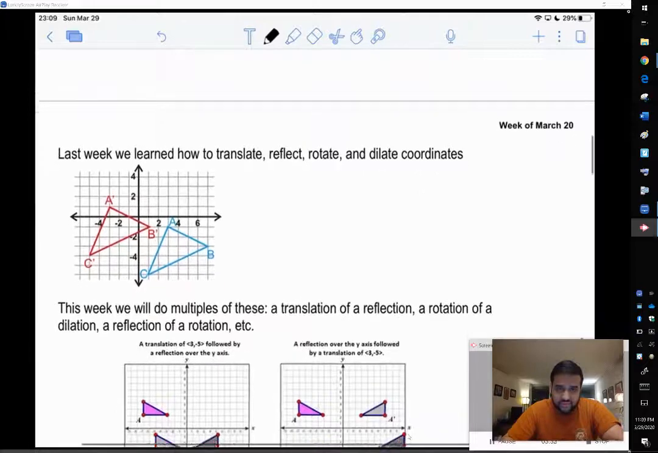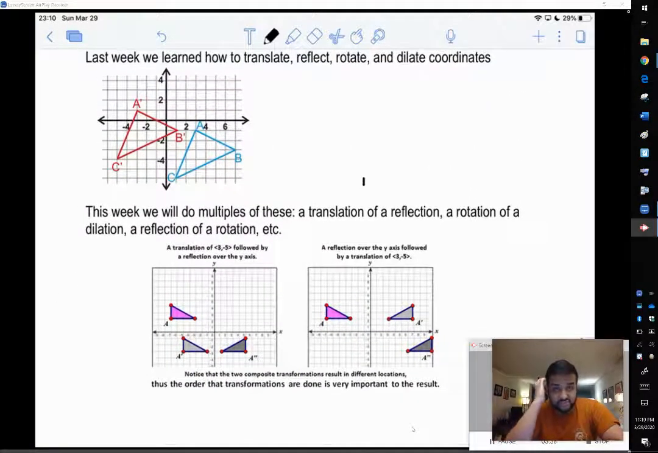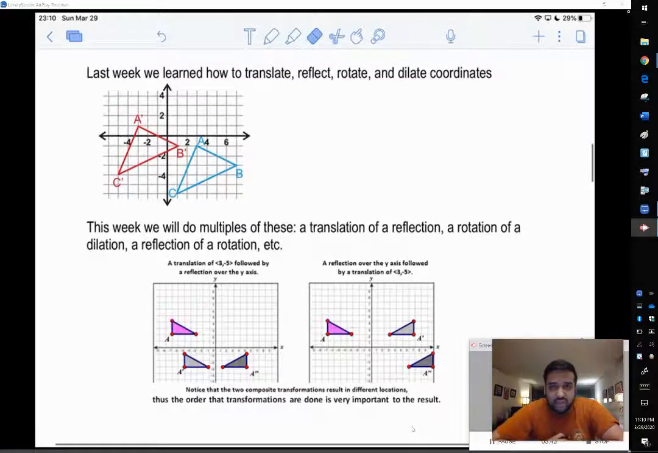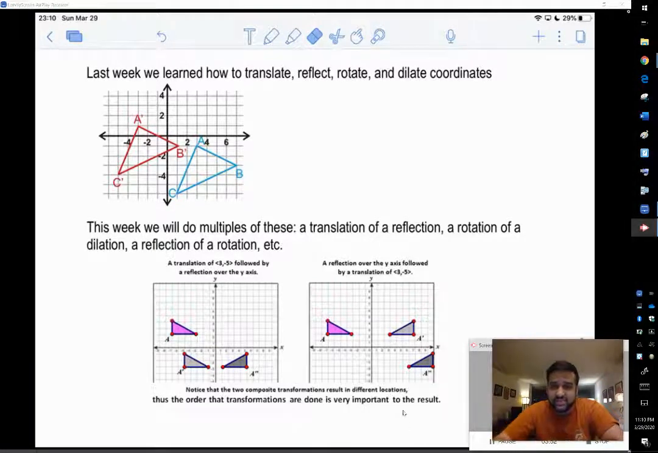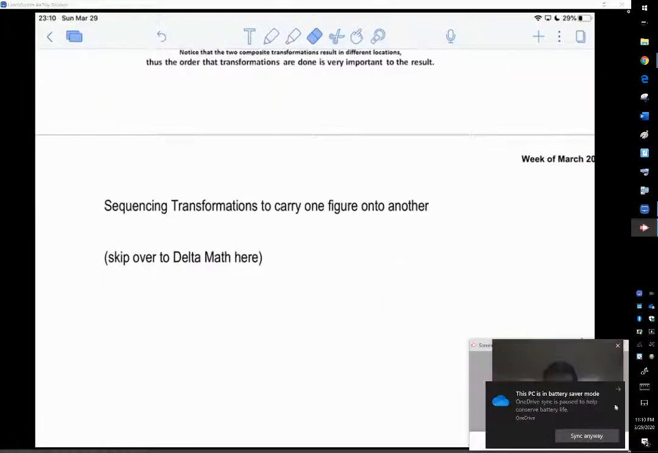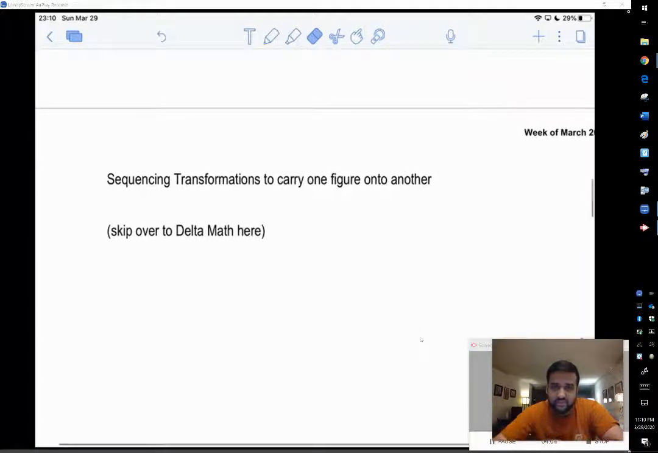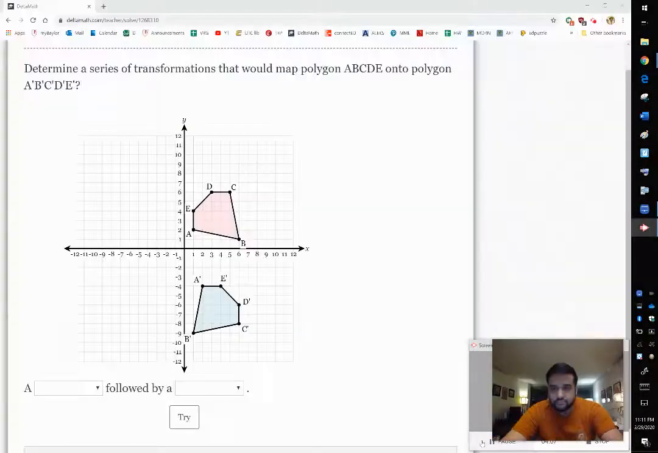So in the previous video, what we learned last week was about the 4 major transformations: the translation, reflection, rotation, and dilation. We learned how to do a single one of those, so just translate, just reflect, and so on. This week we'll be combining them as mentioned, how to do multiples of them in the same step. So how do we do this? First we're going to look at a couple visual examples, and then we'll do some algebraic or numerical examples.